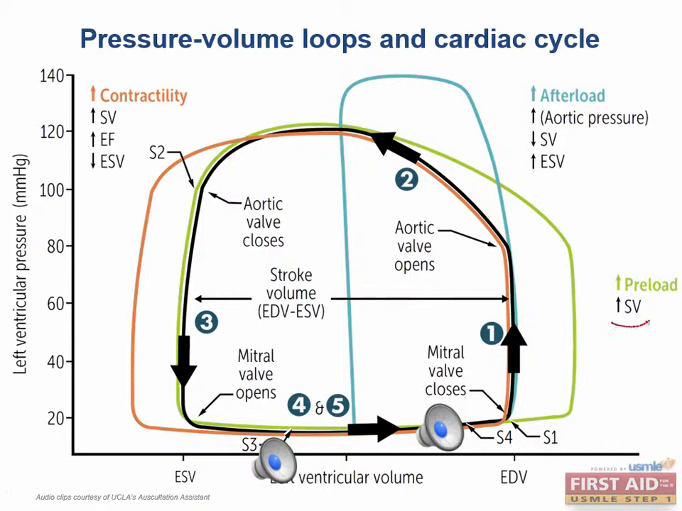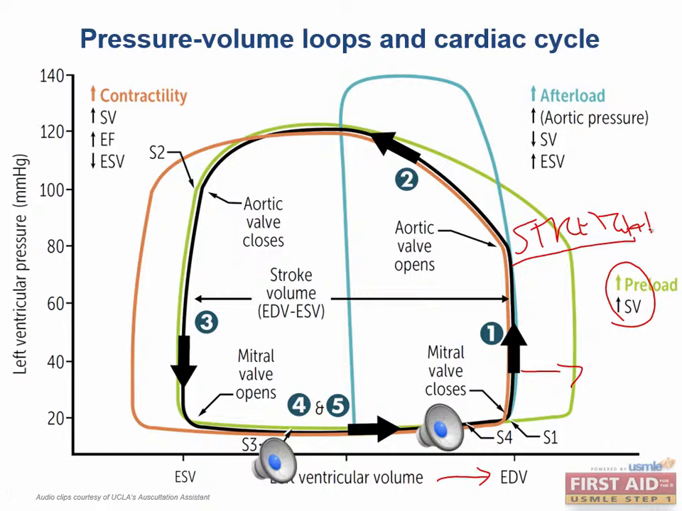Well, the lime green curve represents an increase in preload. The loop expands more to the right because the end diastolic volume is greater in the left ventricle. Notice how we're shifting on the x-axis. Preload and end diastolic volume are the same thing. So an increase in end diastolic volume will stretch the sarcomeres.